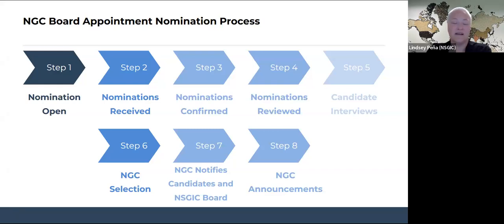Once nominations close on Sunday, November 12th of this year, we will confirm nominations and make sure those individuals are interested in pursuing being on the NGC board. The current NGC board will review those nominations, and candidates with the skills and processes that the NGC board determines are in need will be interviewed. NGC will make their selection by December 15th. They will notify those candidates as well as the NSGIC community, and we will make announcements that will most likely come out through newsletters to the whole community.